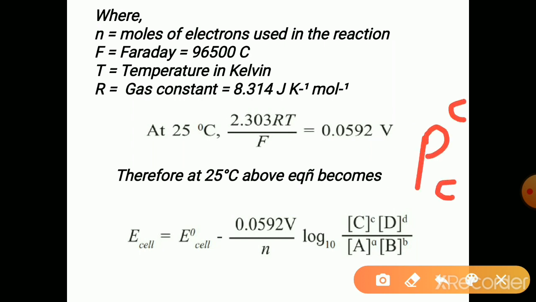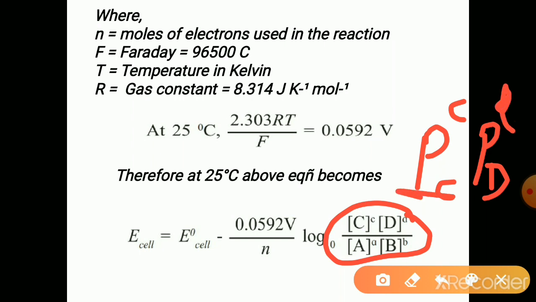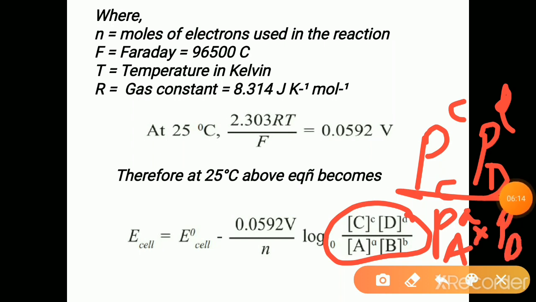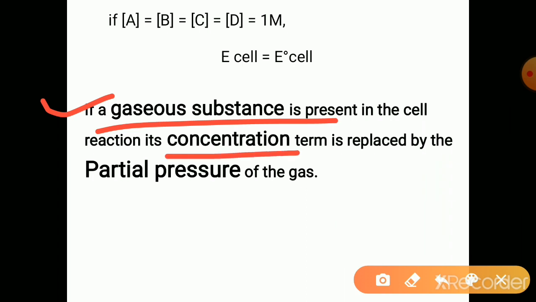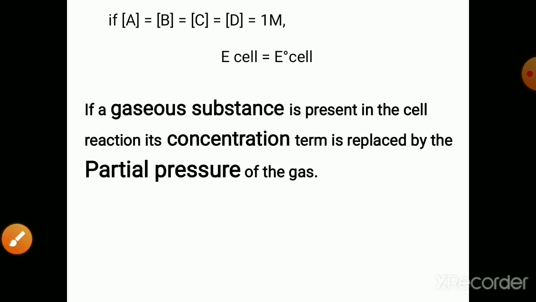If all these species are in the gaseous state, then the equation will become partial pressure of D raised to d divided by partial pressure of A raised to a into partial pressure of B raised to b. So this equation will become this way if these species are in the gaseous state. In the gaseous state, concentrations are expressed as partial pressures. So if a substance is gaseous, the concentration term is expressed as the partial pressure of that gas.